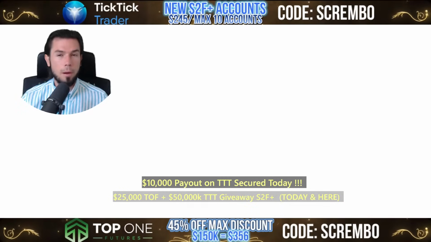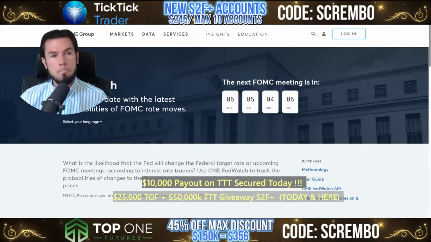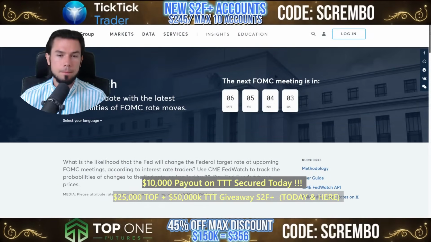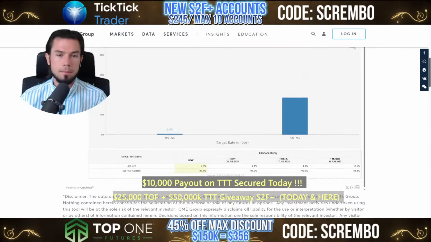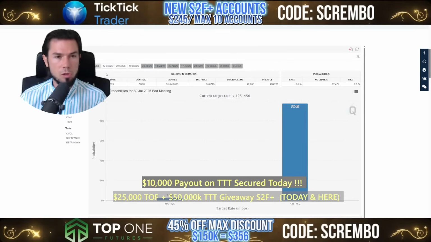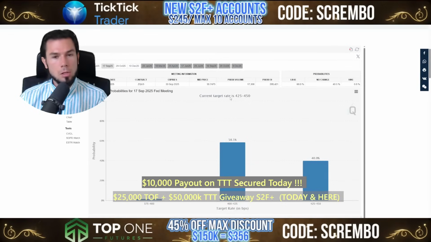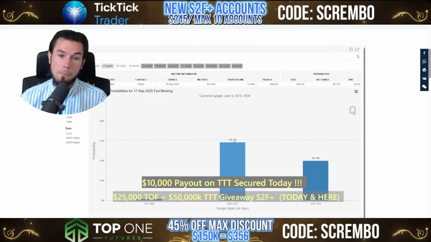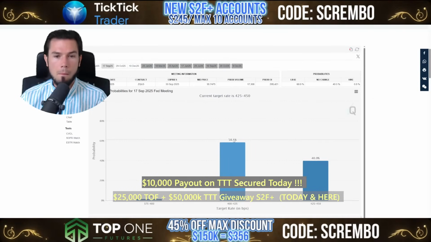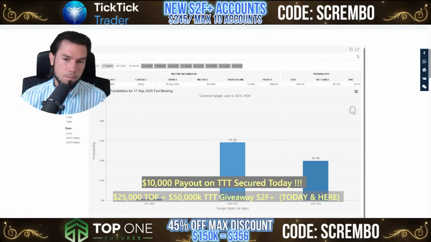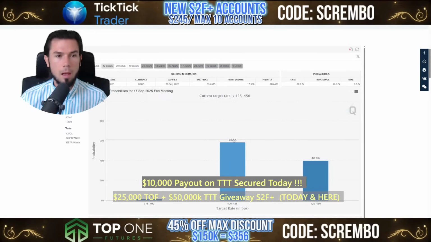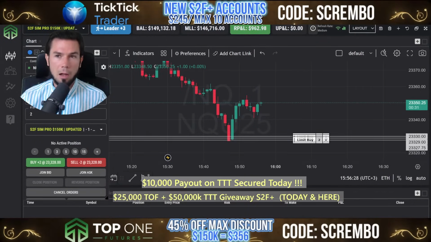Let's see what's happening on the Fed Watch tool from the CME. 97% for the 30th of July, pause on the rate cuts. And then the rate target is basically 60%. We're going to have a cut on the 17th of September, 60% against 40. It's not going to be easy to trade that.